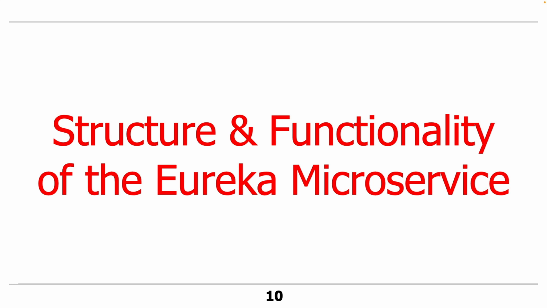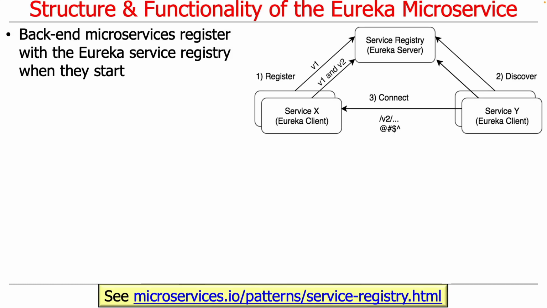So let's talk a little bit about the structure and the functionality of the Eureka microservice. The way we use it in our program, and the way you would normally use it in any other program that used Eureka, is you have the back-end microservices registering with the Eureka service repository when the back-end microservices start up. And you can read about the service registry discussion here. So basically, you have the server registry, which is an instance of Eureka. And then you have different services, which would be the microservices that come along and register with Eureka. Say, here I am, this is my name, this is my port number, and so on. Or you can let Eureka choose the port number for you.